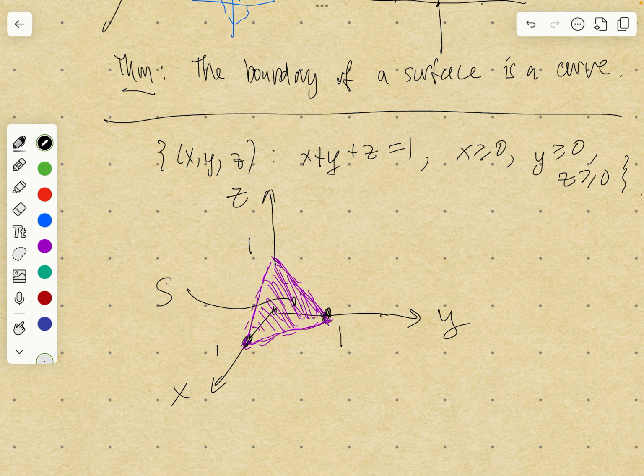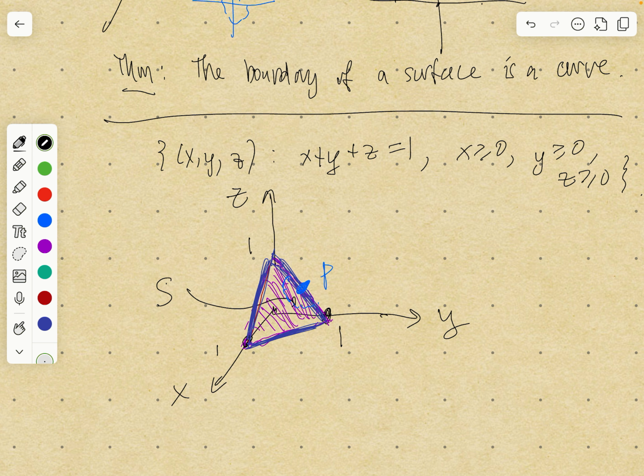Now what's the boundary of this surface S? It's going to be the points along this triangle. Can I make it a different color? It's the points along this triangle. Because when you take a point on this triangle, let's call it P, and then look at the points near P, so you just take a small radius centered at P, and then look at the points that are in S.